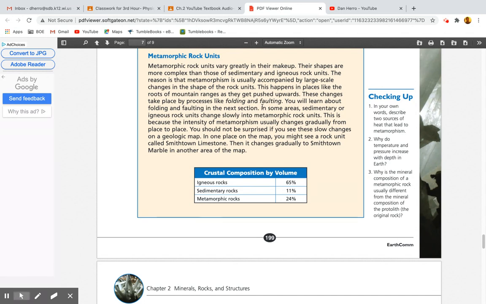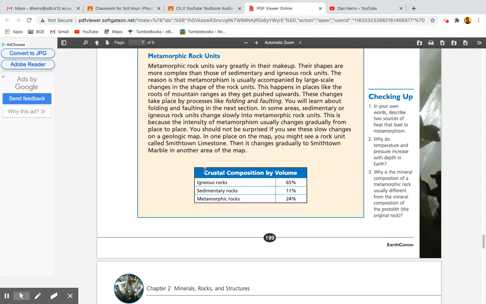In some areas, sedimentary or igneous rock units change slowly into metamorphic rock units. This is because the intensity of metamorphism usually changes gradually from place to place. You should not be surprised if you see these slow changes on a geologic map. In one place on the map, you might see a rock unit called Smithtown limestone. Then it changes gradually to Smithtown marble in another area of the map.